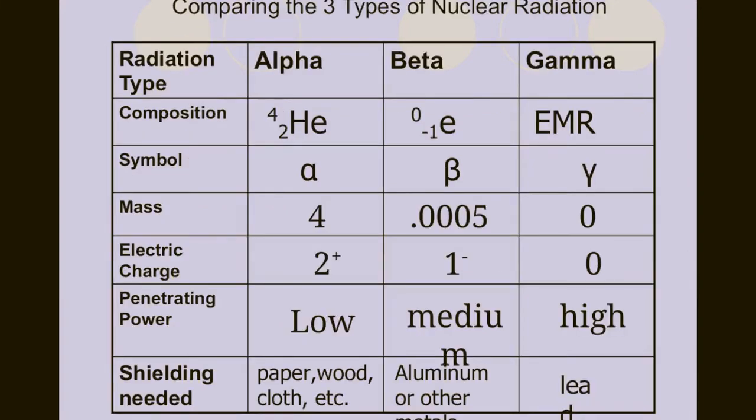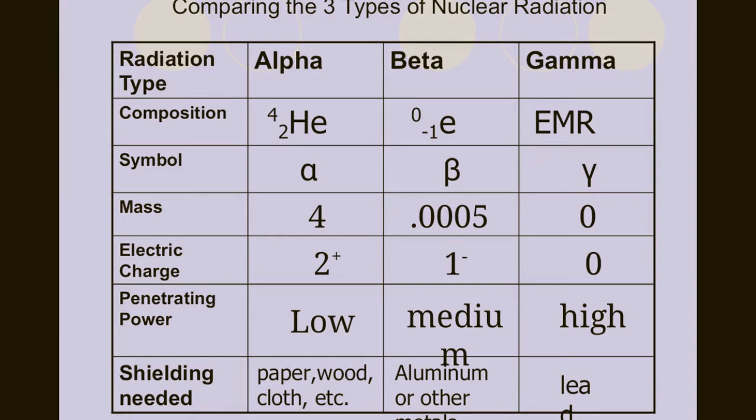So we have three different types of nuclear radiation: alpha, beta, and gamma. Their composition is listed. Most of the ones that we deal with are going to be alpha and beta. Your symbols are there. Now, with their mass, the mass of alpha is 4, and the electric charge of this is 2. This leads us to the element helium. Remember that the 2 is the atomic number. So there are 2 protons, and it has 2 neutrons for a total of 4 in mass.